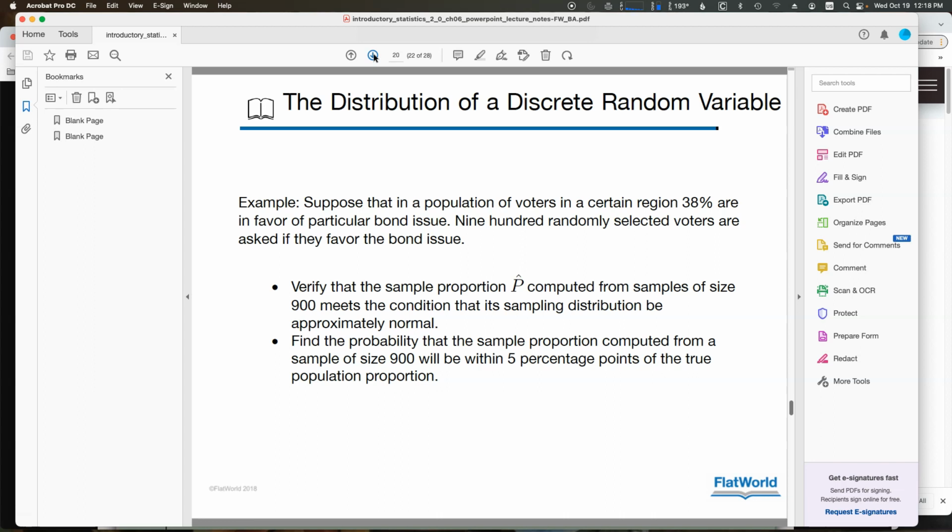Now, let's do a last example here that can show an application of this. Let's look at a population of voters voting for a bond issue. I'm going to take 900 of those people and ask them if they favor the bond issue. What I need to find out is, is this sample size big enough that it's going to be normally distributed? And then if it is, what's the probability that I'm going to be within 5 percentage points of the population proportion? So that's what we're trying to solve here.